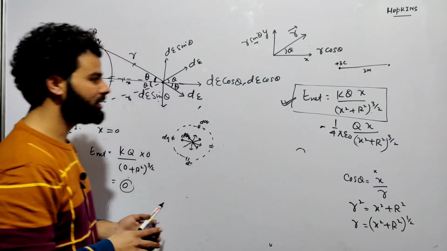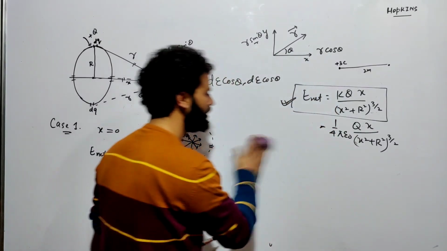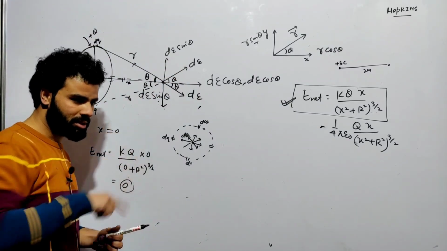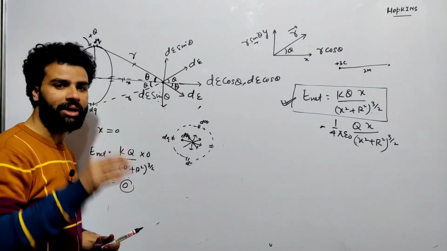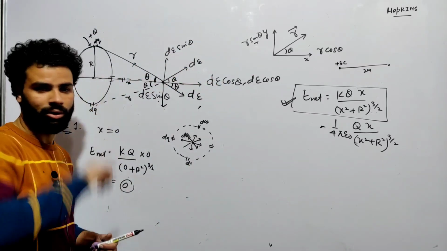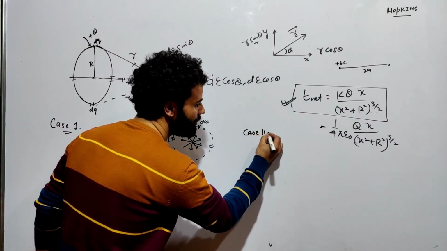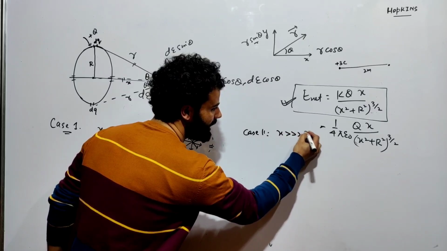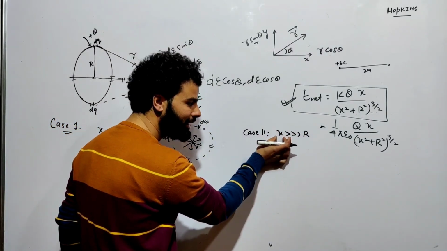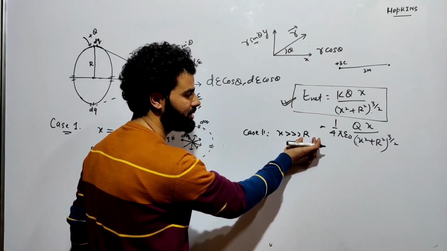Okay, another case would be, I am calculating the electric field at a very far away point. This is some ring and I'm going, let's say, 10 kilometers, 20 kilometers away from this ring, and I want to calculate the electric field at that point due to this circular charged ring. So the second case would be x greater than r. You understand? The distance of the point where we're calculating the electric field is very far away from the ring. That means it is much larger than its radius.